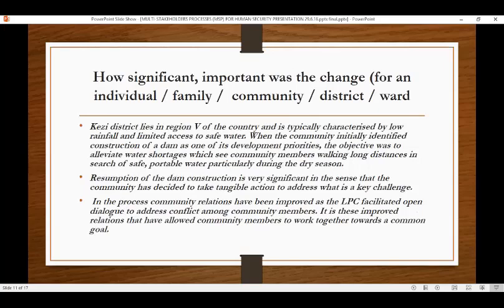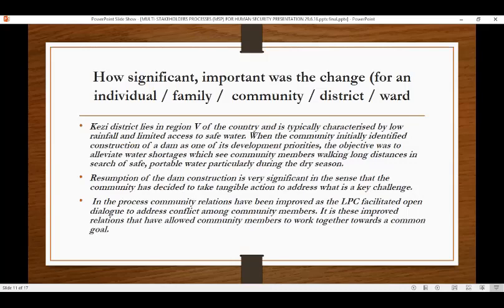The Kezi district lies in region 5 of the country and is typically characterized by low rainfall and limited access to safe water. When the community initially identified the construction of a dam as one of its development priorities, the objective was to alleviate water shortages, which see community members walking long distances in search of water, potable water, particularly during the dry season. Resumption of this dam construction is very significant in the sense that the community has decided to take tangible action to address what is a key challenge.